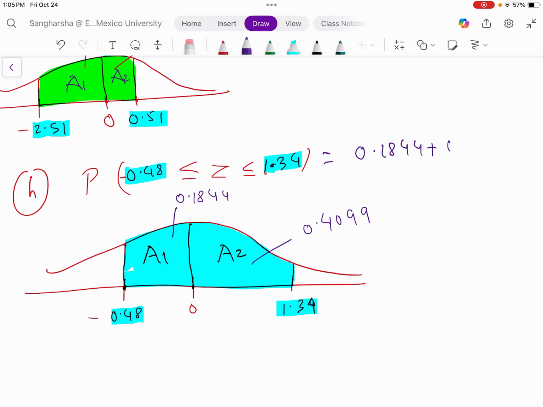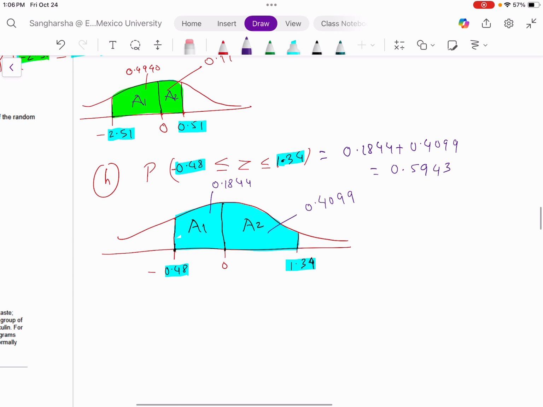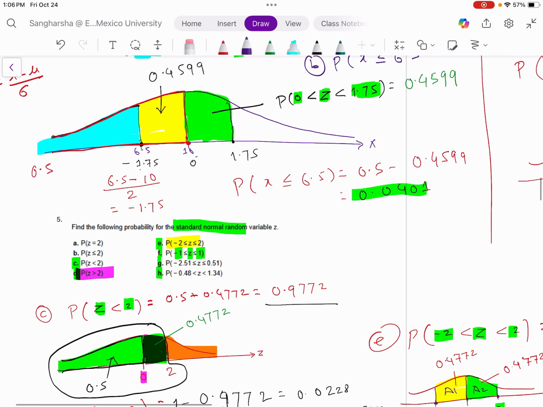The sum of these two areas is our answer. 0.1844 plus 0.4099. So the probability that G takes a number greater than or equal to -0.48 and less than 1.34 is 0.5943. Okay, so this is for number 5.